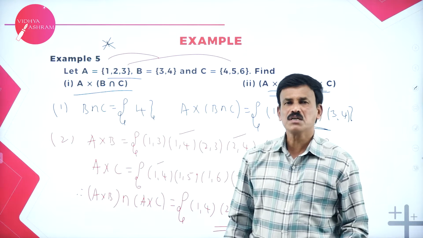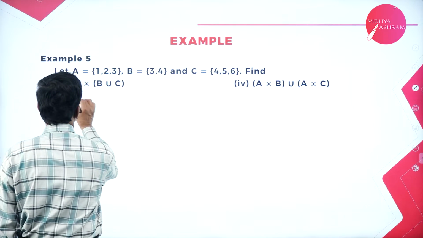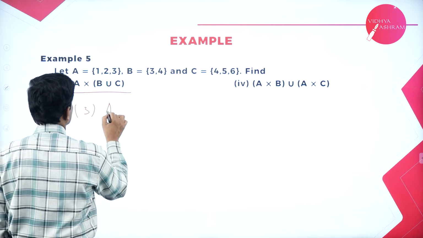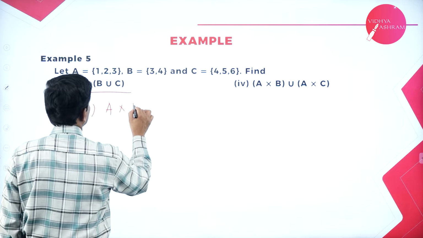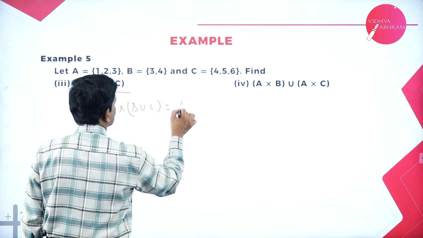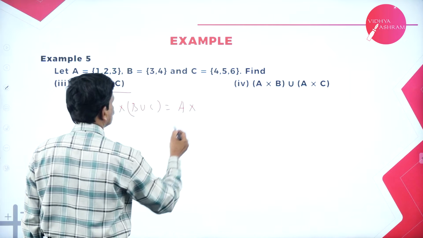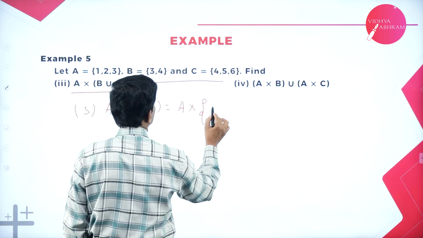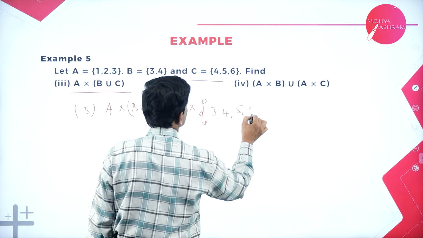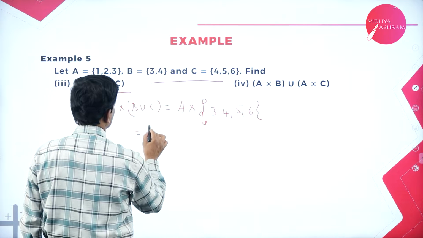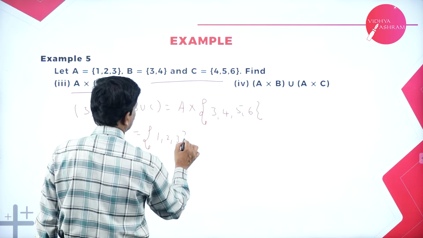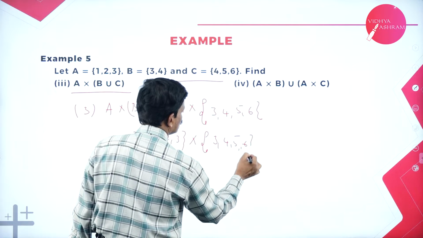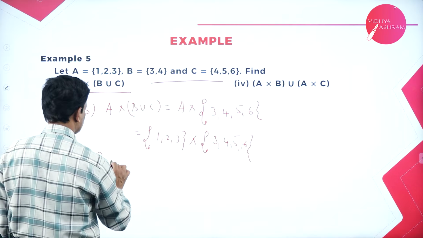Okay. Now, let us come to the next example, A cross B union C. Now, third one. This is A cross, now write down the elements of B and C. B union C, the union of this is 3, 4, 5, 6. So, what is A? A contains 1, 2, 3, cross 3, 4, 5, 6. The cross product of these two.